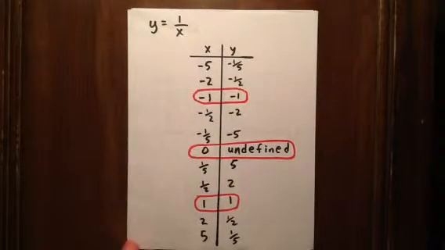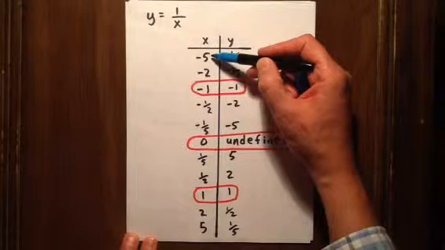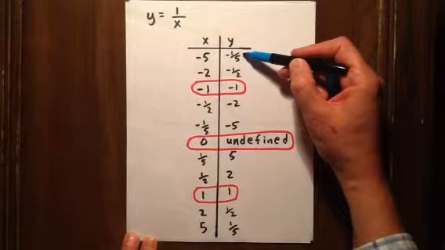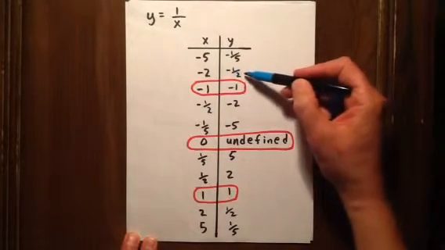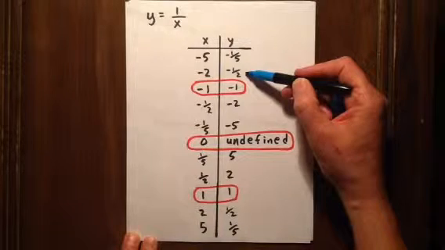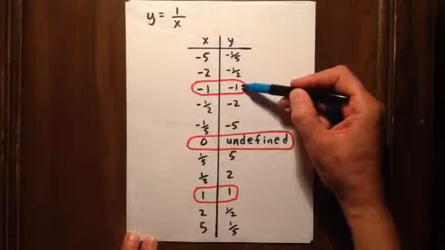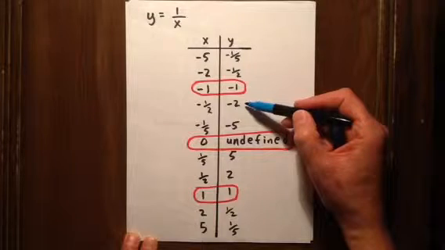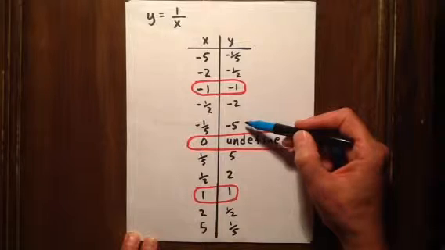So using our table of values, we'll put in some points that we think would be good to use. We'll try an x value of -5, which would lead to a y value of 1 over -5, or -1/5. We have an x value of -2, which leads to a y value of 1 over -2, or -1/2. An x value of -1 leads to a y value of -1. An x value of -1/2 leads to a y value of 1 over negative a half, which is negative 2. And an x value of negative a fifth leads to a y value of 1 over negative a fifth, which is negative 5.